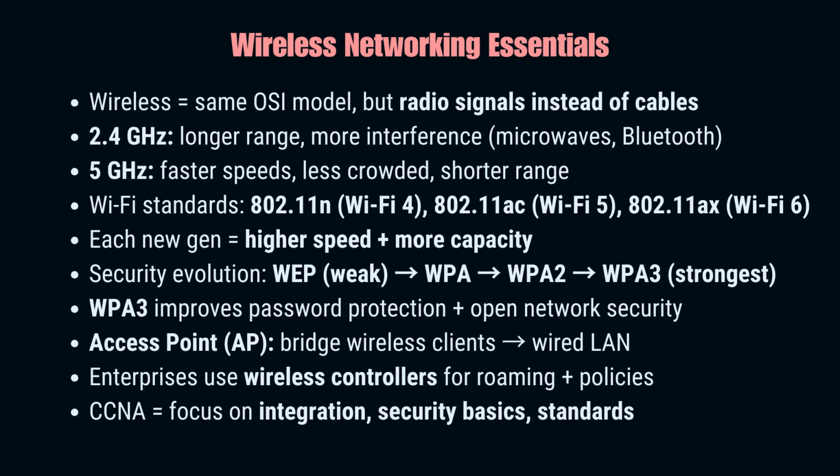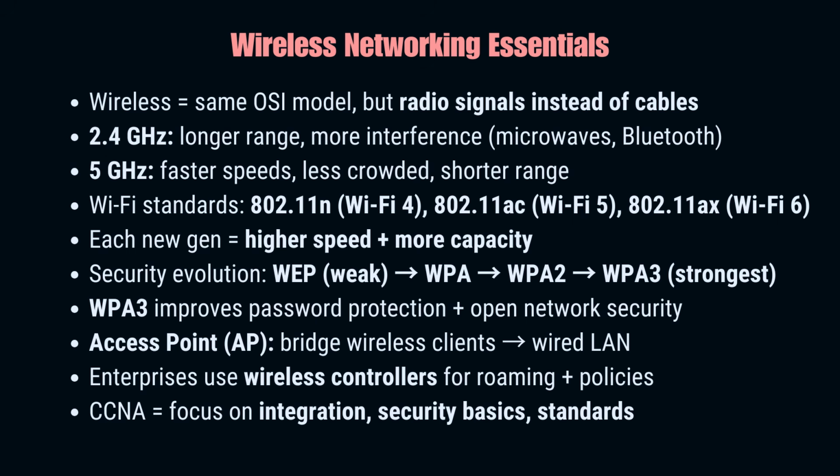At the data link layer, wireless uses 802.11 standards. You'll see 802.11n, Wi-Fi 4, 802.11ac, Wi-Fi 5, and 802.11ax, Wi-Fi 6. Each generation improves speed, efficiency, and device capacity. Security evolved from weak WEP encryption through WPA and WPA2 to current WPA3. WPA3 provides better protection against password attacks and improves security for open networks.